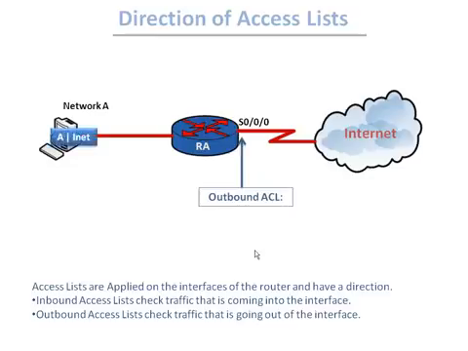Outbound access lists can actually filter the traffic that is going out of the interface, but they cannot filter traffic that is coming into the interface because we just said that that's the job for inbound access lists.